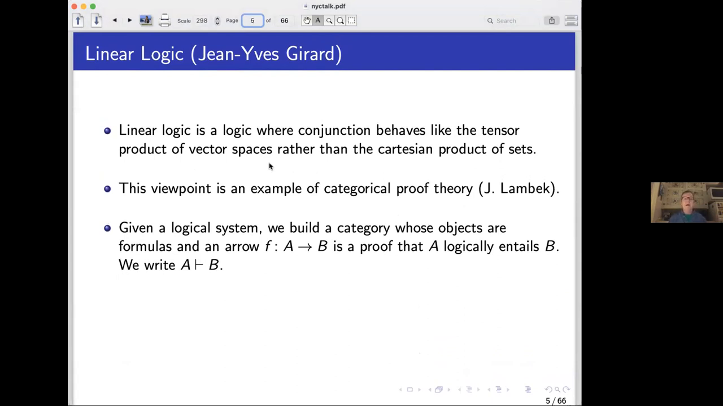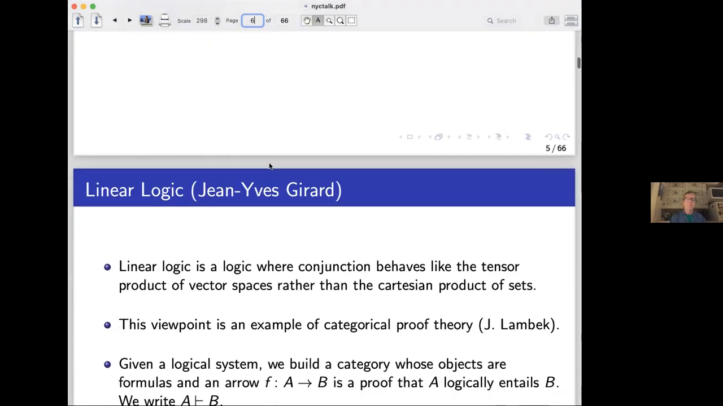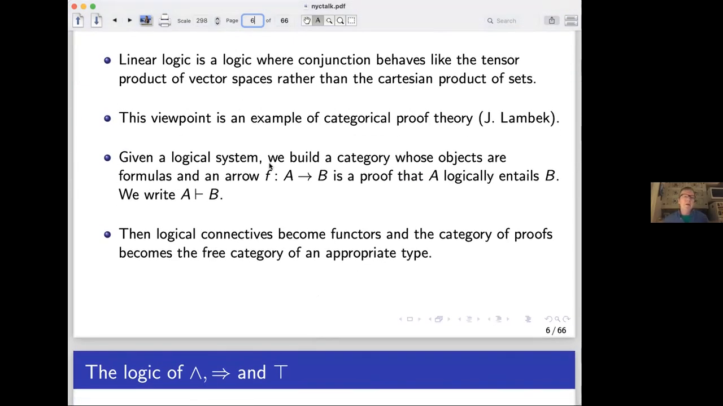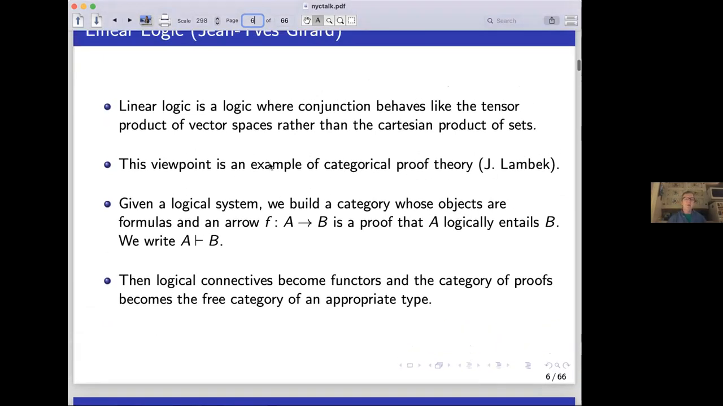And so an arrow f from A to B will be a proof that A logically entails B. So in particular, to do this properly, you need to develop the theory of formal deductive systems and so on. And that's the project that Lambek started in those early reports of the Midwest Category Theory Seminar, Springer lecture notes. And when you do that properly, what happens is your logical connectives become functors, and that category of proofs becomes the free category of an appropriate type.